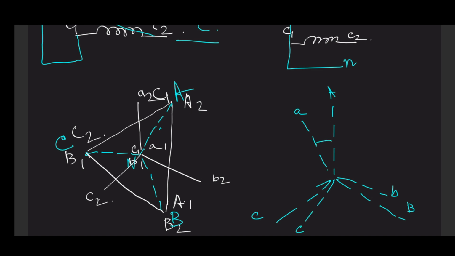That means secondary is leading your primary by an angle of 30 degree. So it is Dy11. Similarly, you can have Yd11 also. And let us now have Dy1. How to realize Dy1?